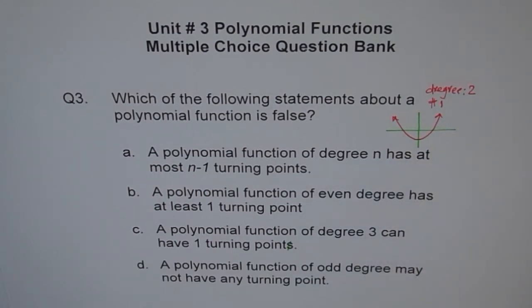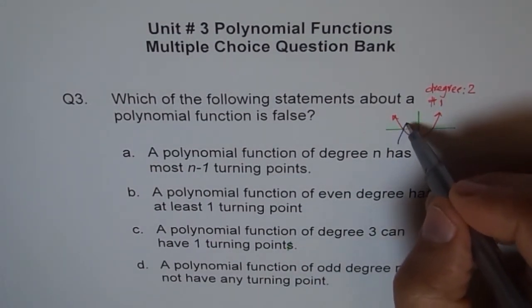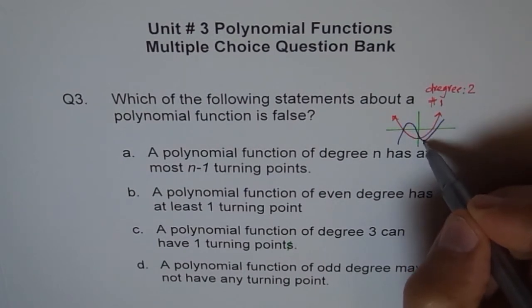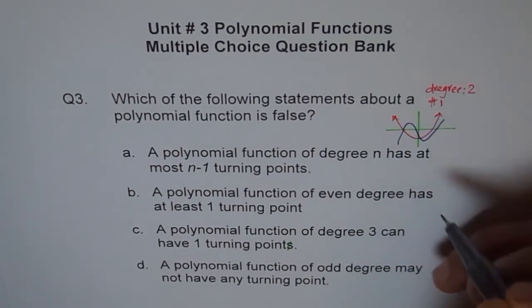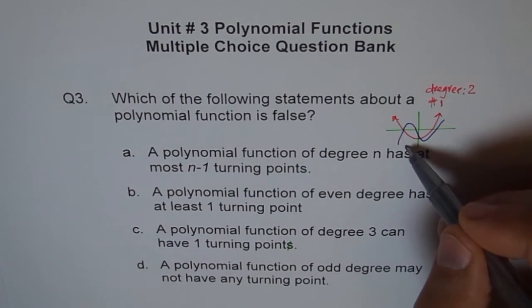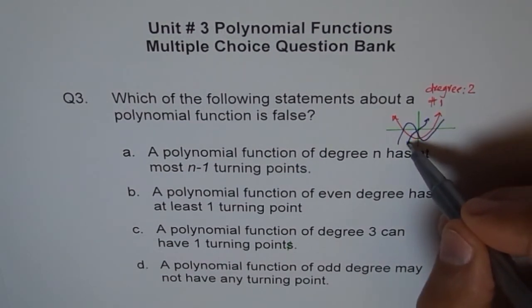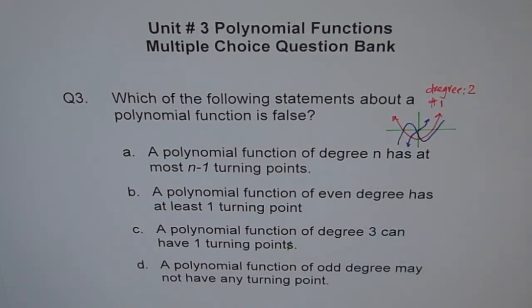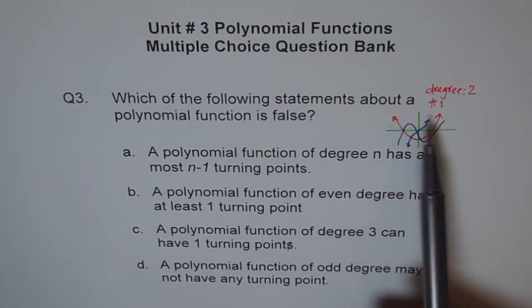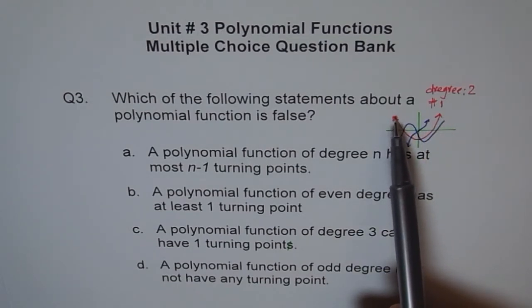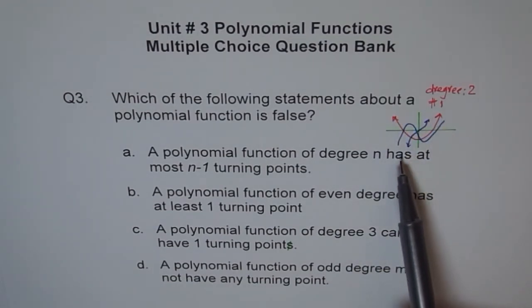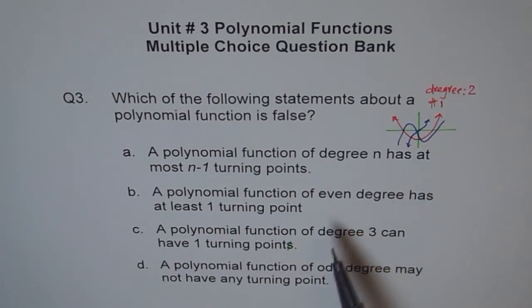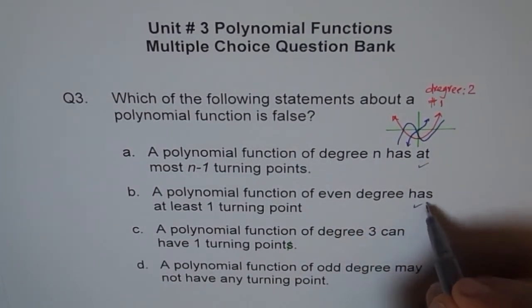If you take a degree 3 polynomial, then at the most it can have 2 turning points. It has to go from here to there, right? Now it could have no turning point also. Let's look into option B. A polynomial function of even degree has at least 1 turning point. That is true. As we see, even degrees will face the same side. So if they are going from quadrant 2 to 1, they have to turn. If they are going from quadrant 3 to 4, they have to turn. So that's also correct.